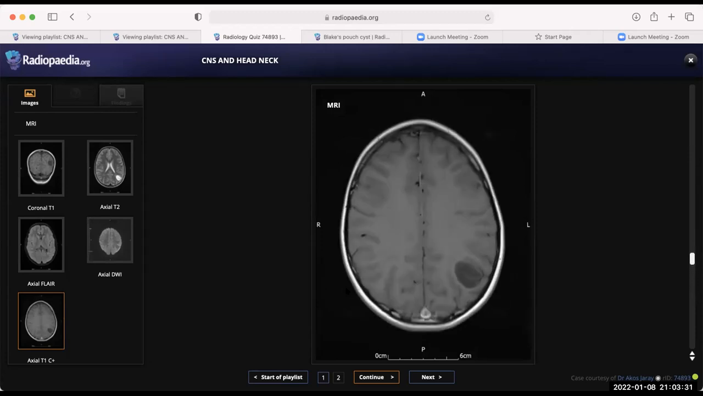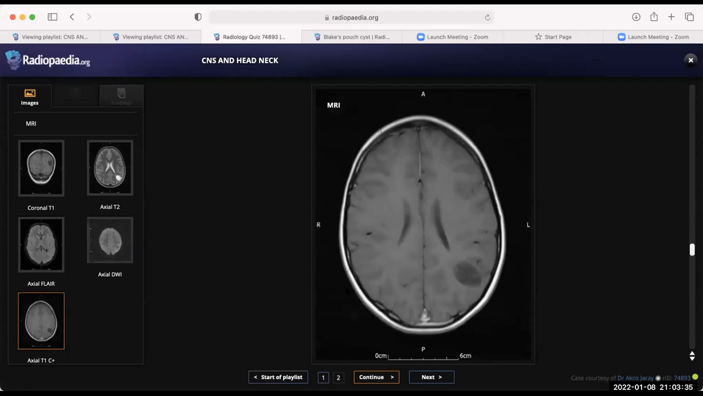So in view of this lesion, the solitary lesion, which is cortical-based and not showing significant post-contrast enhancement, I'm suspecting a benign neoplastic lesion, most likely a low-grade glioma.